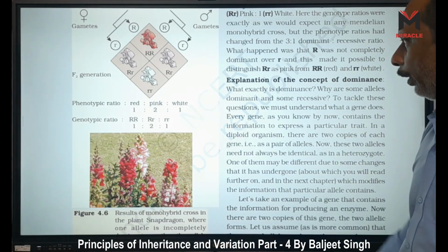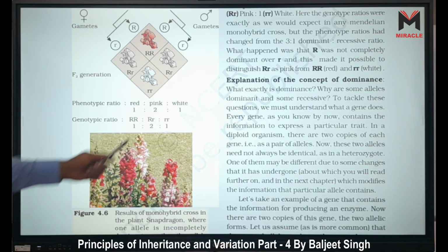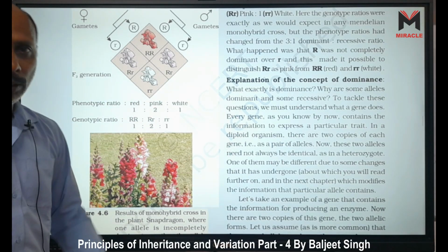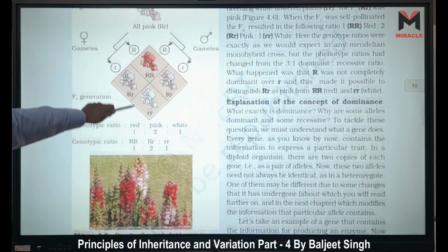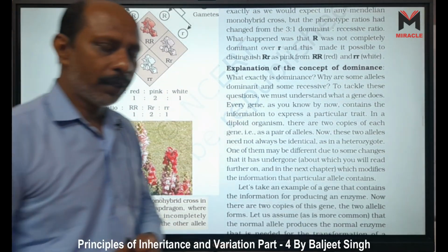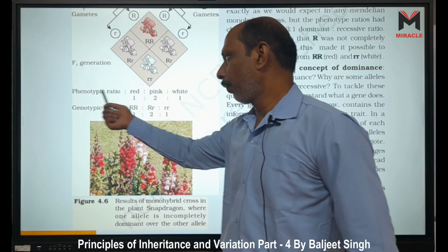So, hello students. Today, in the last lecture, we stopped at incomplete dominance, right? Incomplete dominance means, we understand here, that our phenotype ratio and genotype ratio are the same. Here, phenotype ratio means red.